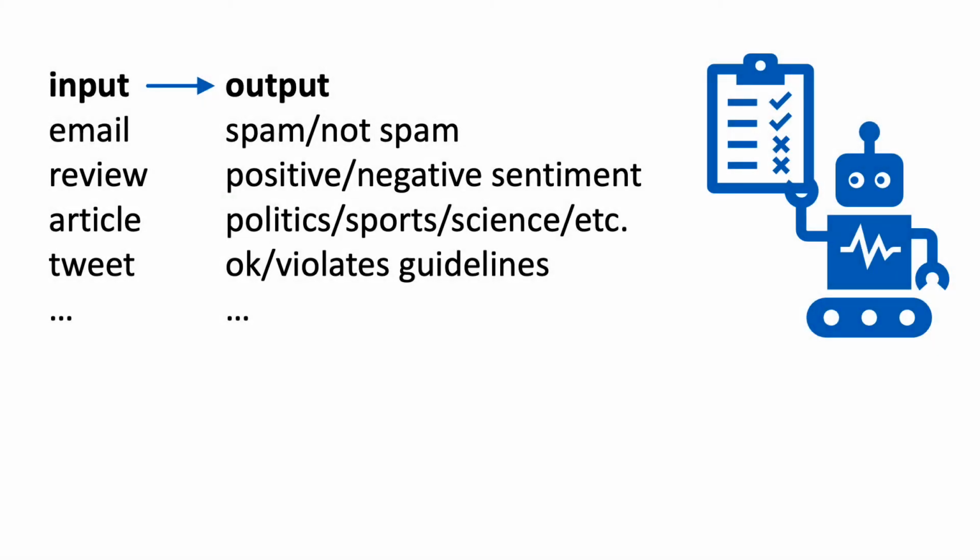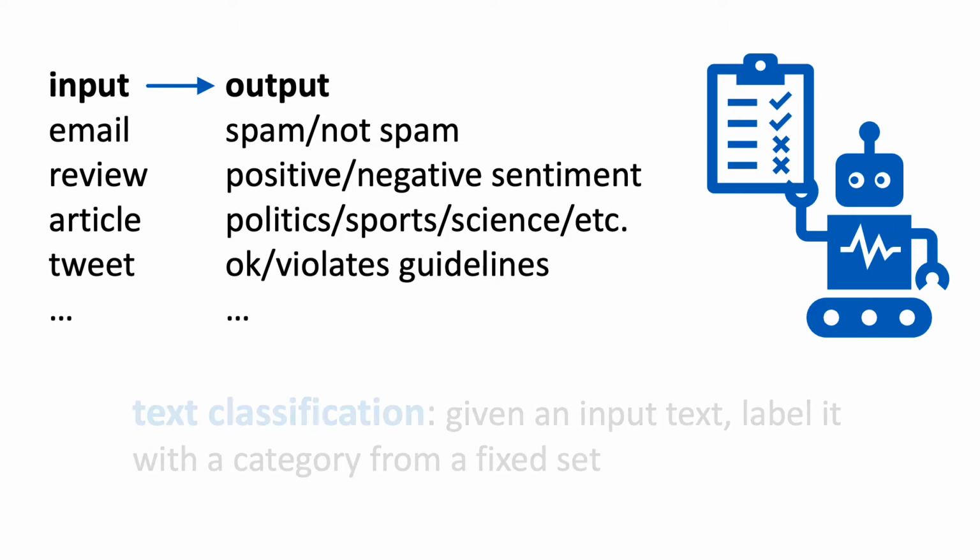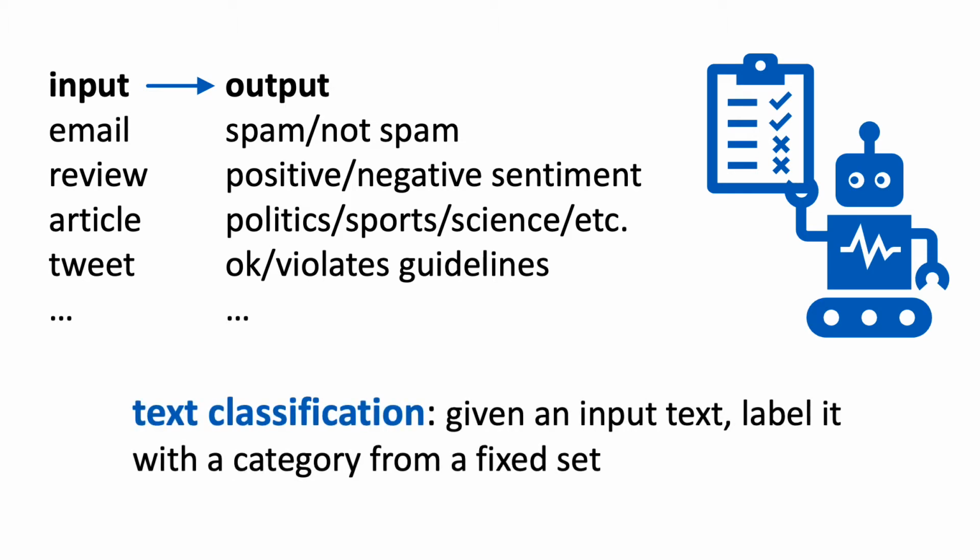Maybe the simplest real-world NLP application is text classification. This takes many forms. For example, classifying email as spam, labeling a review as having positive or negative sentiment, identifying the topic of an article, etc. The way the task is defined is we're given an input text and must label it with a category from some fixed set.